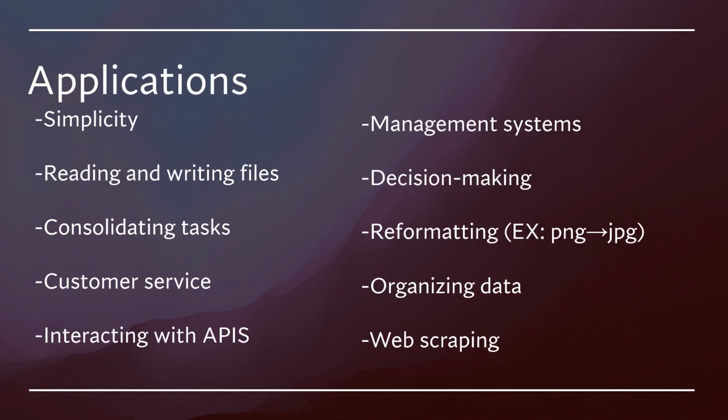So I had already listed just a few applications automation can really help improve, but here are just some more examples. You can automate reading and writing files. You can automate consolidating tasks. So if there's like a daily or tedious task you have to do, you can automate it to save more time and reduce errors from manually doing that task. Overall, this makes the process more efficient as well.